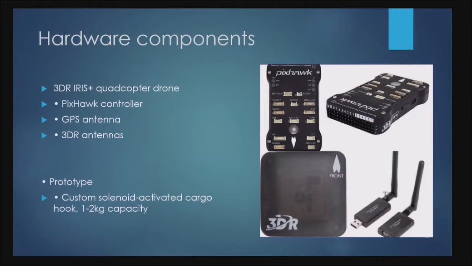So the main components, as I earlier mentioned, of this system are the PixHawk controller, which is a controller that is installed in the drone. Then you have the GPS module, which is shown down there, that is used for sending the location of the drone to the server. Then you have the two 3DR antennas that are used for communication from the server to the drone. So the big problem that we're trying to solve was to make a drone autonomously move from one location to the other.